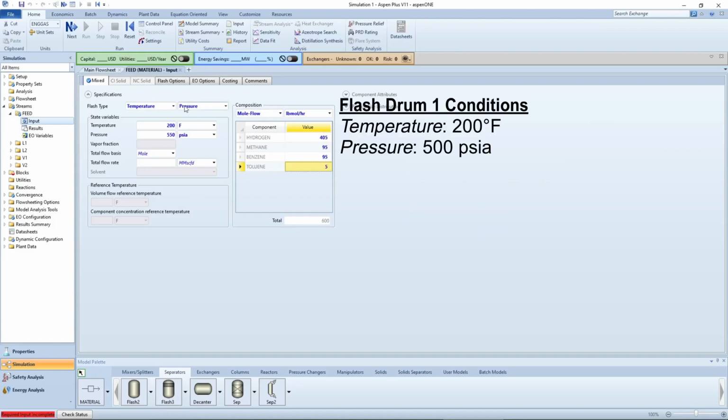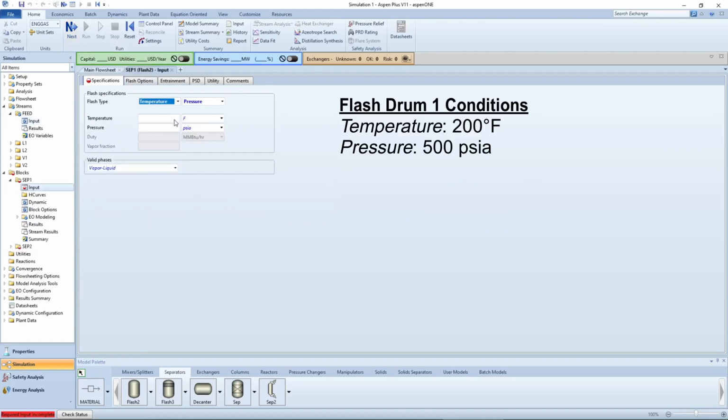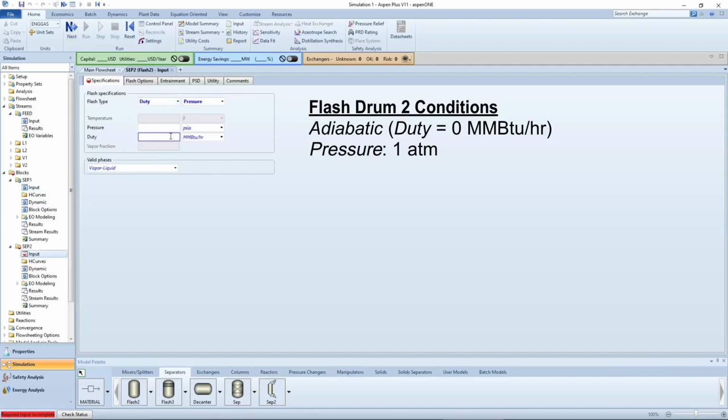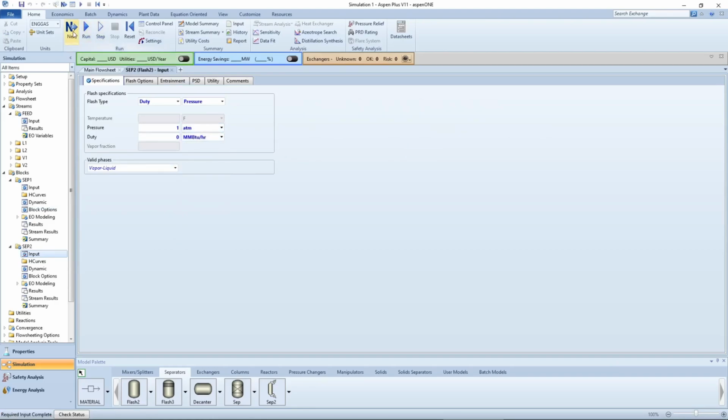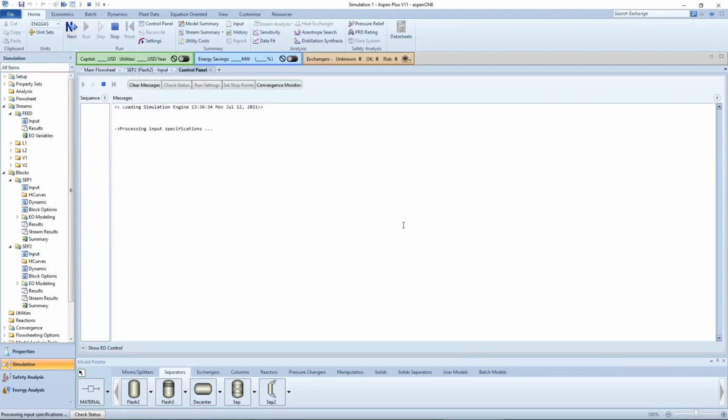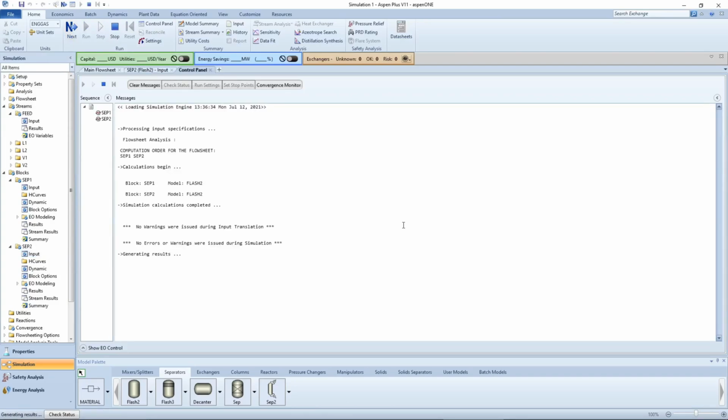Next, input information about the first flash drum. Specify the temperature as 200 degrees Fahrenheit and pressure as 500 psi. We will specify the second flash drum as adiabatic and operating at 1 atmosphere. Once all the information is entered, run the simulation. View the stream summary to see the results.